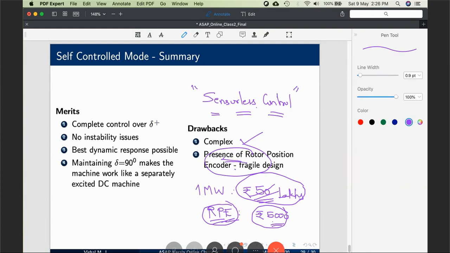And coming to the merits, you have complete control over delta. If you want delta to be 90, you can operate it at 90. No instability issues. Omega S and omega R are the same, even during transients as well as during steady state. Best dynamic response possible. You have your Tmax because delta is 90 degrees. And as it is 90 degrees, it makes the machine work like a DC machine. If any machine can work like a separately excited DC machine, that is the best you can get from that machine. So self-control mode makes a synchronous motor work like a DC machine.